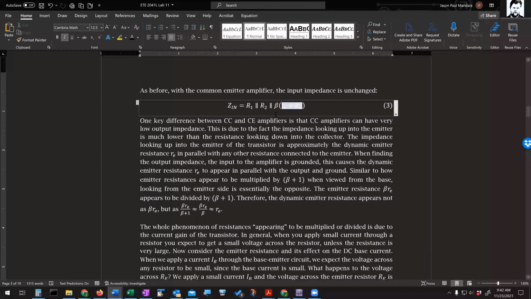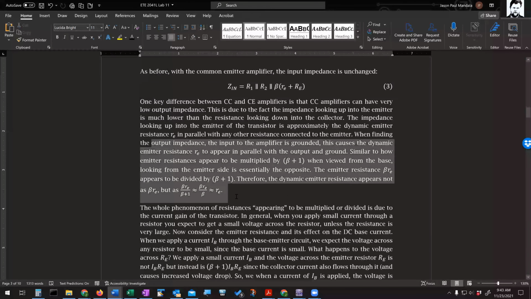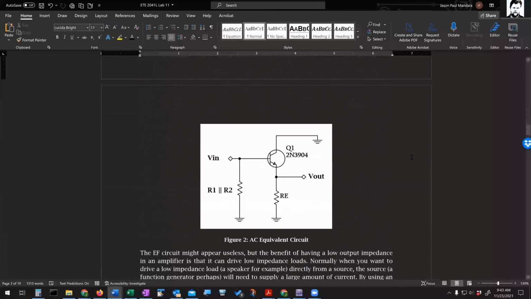You want to make this part, it's basically this part of the equation over here, as large as possible. And if you shorted out RE, if you made RE equal to 0, then that's obviously not going to be very large. Okay, this part of the text actually talks about how, you know how we're always saying that when we're looking from the perspective of the base towards the emitter, everything that we connect to the emitter appears to be multiplied by beta. This is telling you that it's actually the opposite when you're looking from the emitter towards the base. So instead of looking from base to emitter, you can also look from emitter to base.